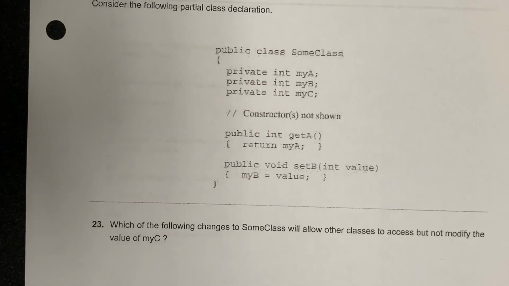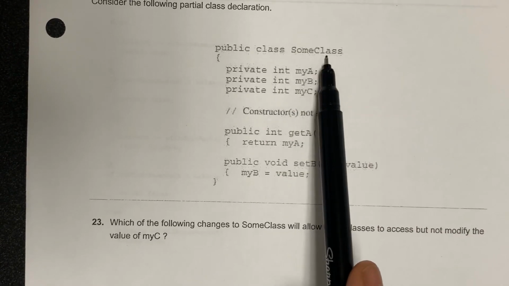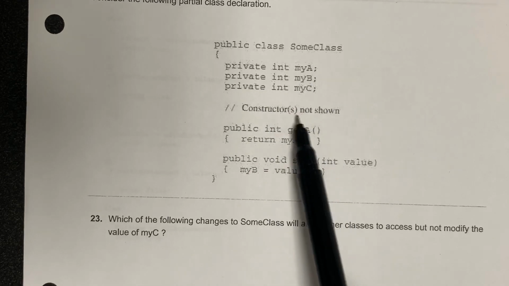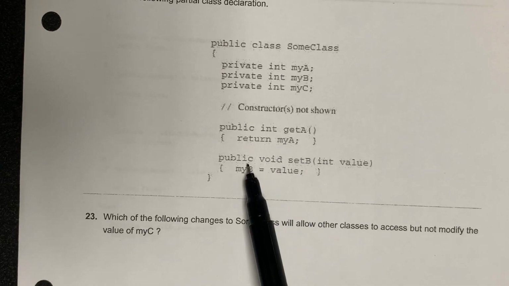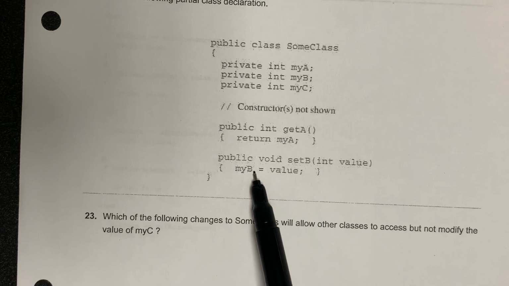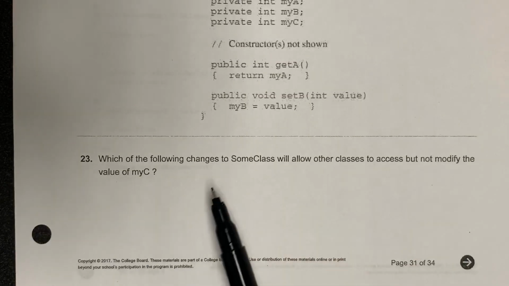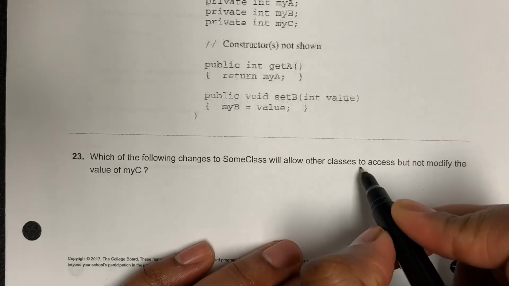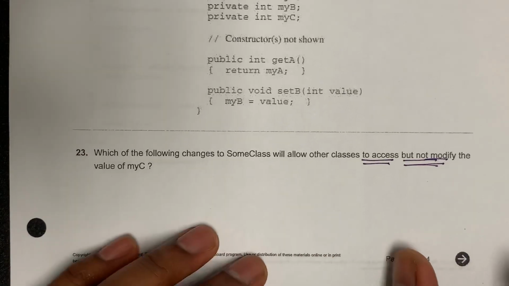23, it's a pretty straightforward question. We have a class called SumClass with private int myA, private int myB, and private int myC. They don't show the constructor. We have a method public int getA that returns myA, and public void setB that changes the value of B. The question is, which of the following changes to SumClass will allow other classes to access but not modify the value of myC?